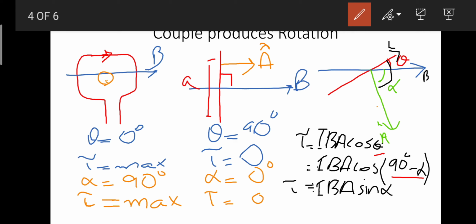And if I want to calculate the torque with the help of the line element L, then we have to choose the angle theta, and we use the formula tau equals IBA cos theta. This was the same procedure, which is not given in your book, but I have mentioned it here.